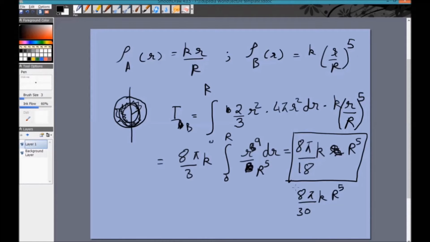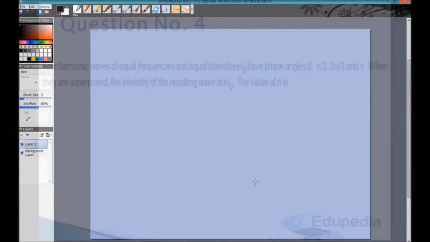This is IB. And if you want to find IB by IA in the question, so yeah, we want IB by IA, so that will be this term divided by this term, that will be 18 by 30, which we can cancel and we can see it is 6 by 10. So the answer is n is equal to 6. Let's look at the next question.